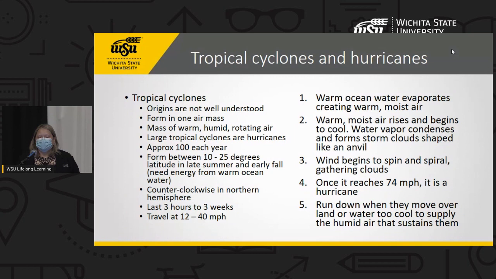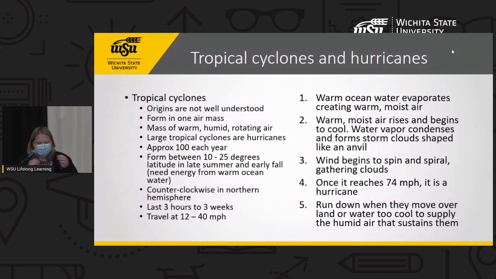So it stays as a tropical cyclone until it reaches wind speeds of 74 miles per hour or greater. But once it hits the 74 mile per hour mark, it's designated as a hurricane. Now, when they move over land or water that's cooler, they start to slow down because the humid air that they need for that energy, bringing that heat with it, they're not able to get it anymore because the temperatures are cooler. And that's when they sort of die down and fizzle out, and you don't have a hurricane anymore.